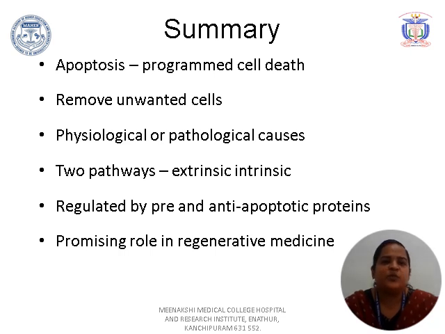So, to summarize, we have talked about apoptosis, which means programmed cell death and is very essential for human survival, where you have physiological causes for apoptosis and sometimes pathological causes as well. This happens by two pathways, the extrinsic and intrinsic pathways, where both pathways meet at a point, the release of caspase, which is essential for the process of apoptosis to happen. And this apoptosis is regulated by the balance between the pro-apoptotic proteins and the anti-apoptotic proteins. And this is going to have a very promising role in regenerative medicine.